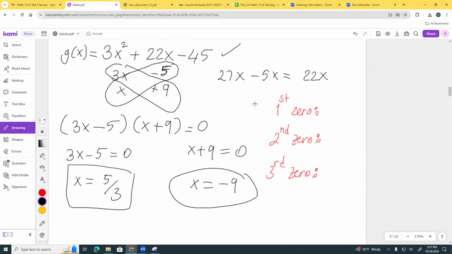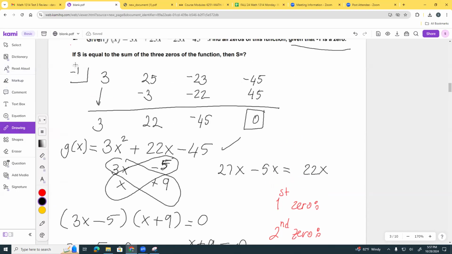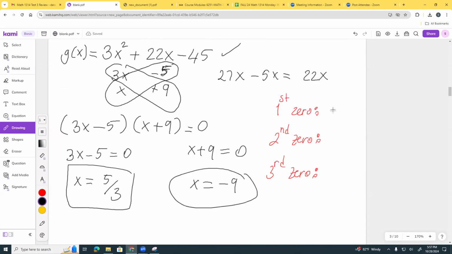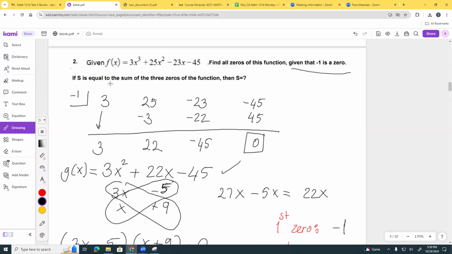Now, the first 0 is given in the problem and we used it to reduce the degree of the polynomial. So negative 1 was given. So I just copied the first 0 as the given number. The second 0 is 5 over 3. I found it by factoring. And the third 0 is negative 9, and I found it by factoring. Remember, the hard part about this question on the test is they want us to add these three numbers, because if S is the sum of these 3 zeros, what is S?